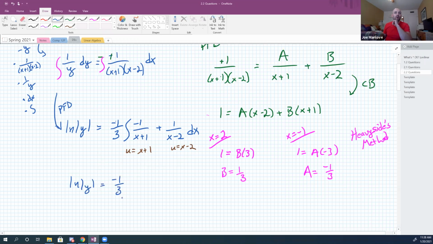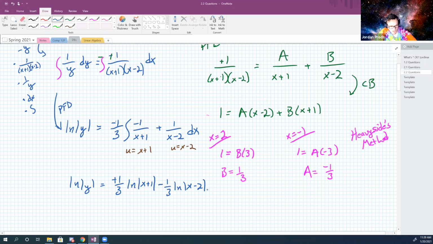So I have -1/3, and then I have the natural log of the absolute value of x plus 1, plus that one minus this one. Okay, what else did I lose? Plus c. Good, I lost a constant, so I need a constant. Everything agreeing with your steps so far, Jacob? Yep. Okay.